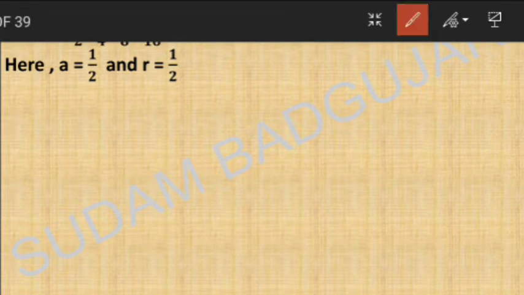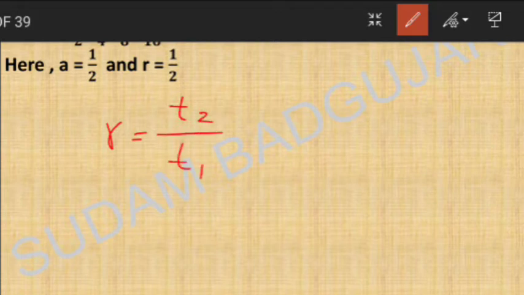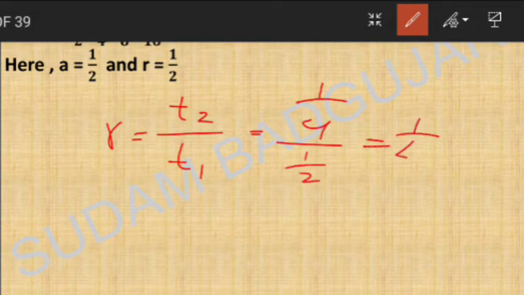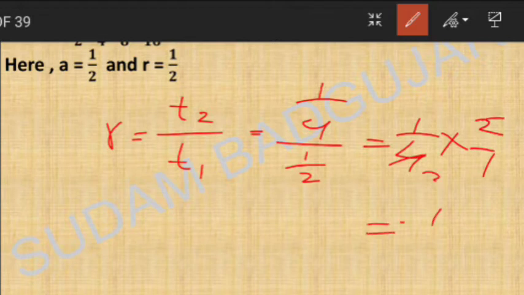Half, 1 by 4, 1 by 8, 1 by 16 and so on. Here A is equal to 1 by 2 and R is equal to 1 by 2. How? You must remember, the value of R is equal to T2 upon T1. What is T2? 1 by 4 upon 1 by 2 is equal to 1 by 4 into 2 by 1. 2 gets cancelled, that is equal to 1 by 2.